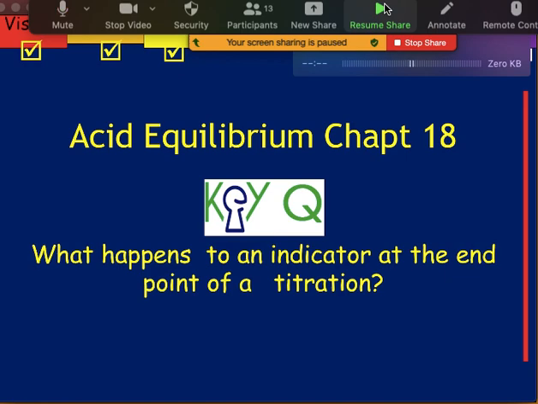Are we happy to move? So Izzy is saying yes.